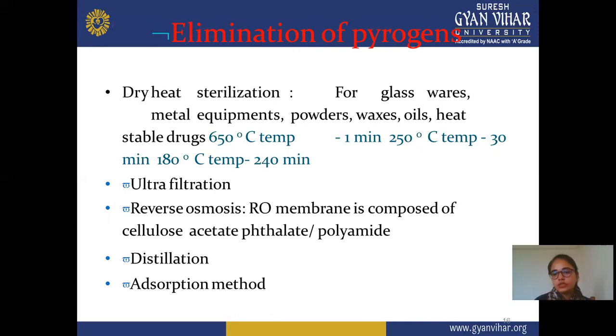Next is reverse osmosis, that is RO membrane, which is also composed of cellulose acetate phthalate or polyamide. You can also use some reverse osmosis procedure and ultrafiltration. Other than this, distillation is also good for removing pyrogen, and the adsorption method is also good. So these are the methods that can easily eliminate pyrogen.